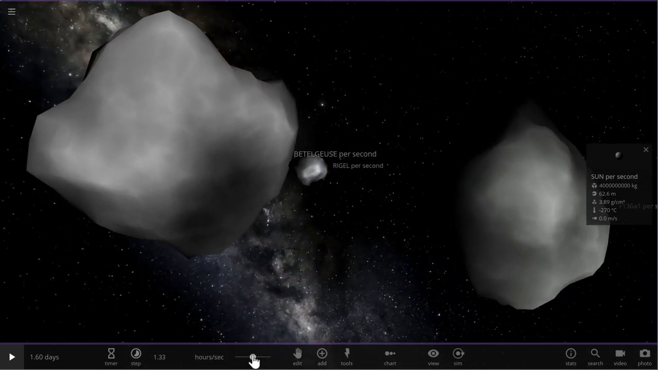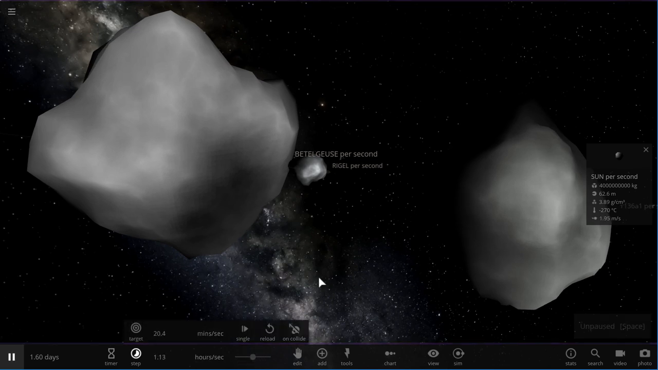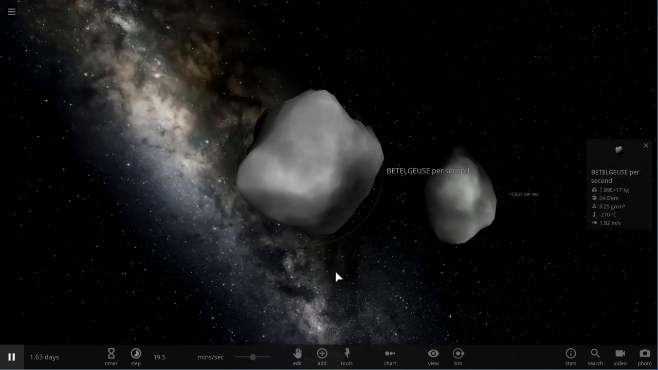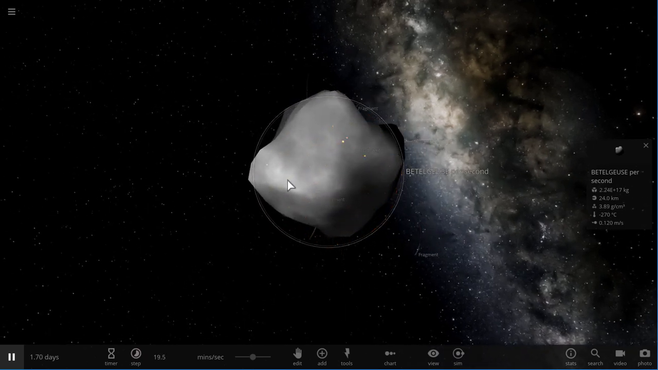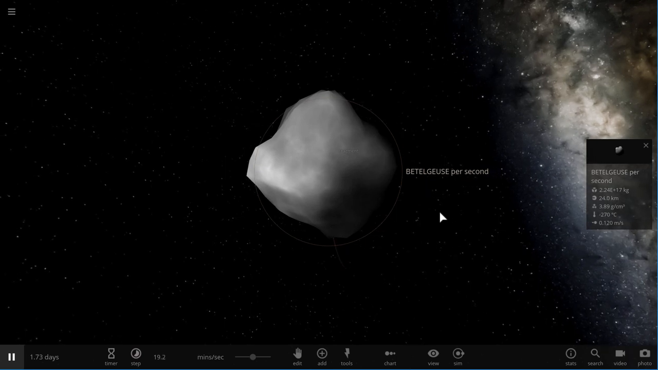So that's kind of all I wanted to talk about in this video. I wanted to show you the relationship between the mass loss of the star and, of course, the mass of the star itself. And as you can see, Betelgeuse just swallowed everything.